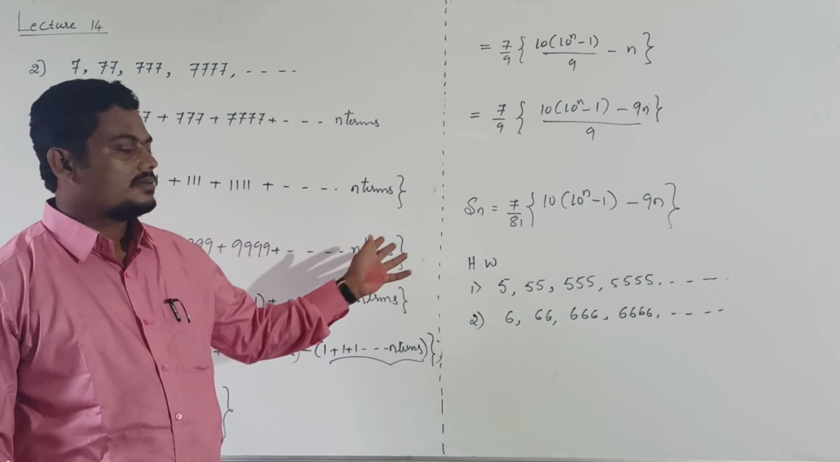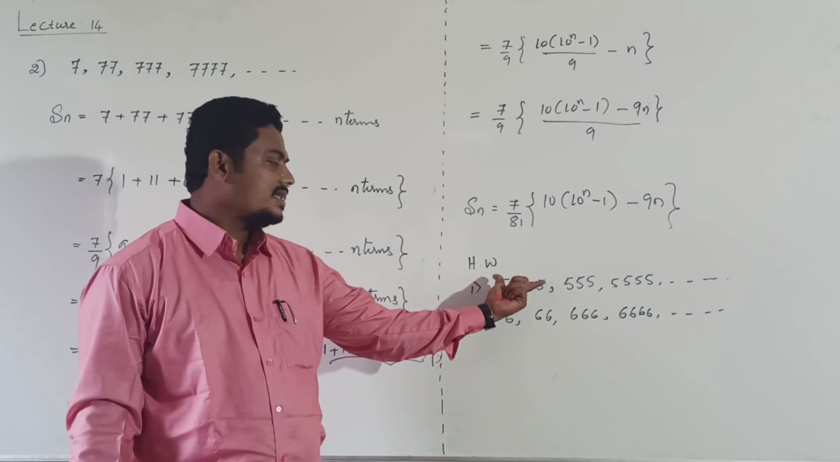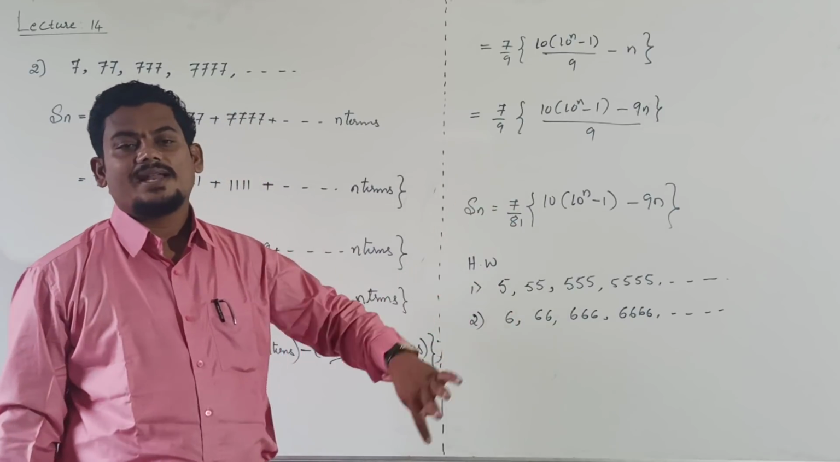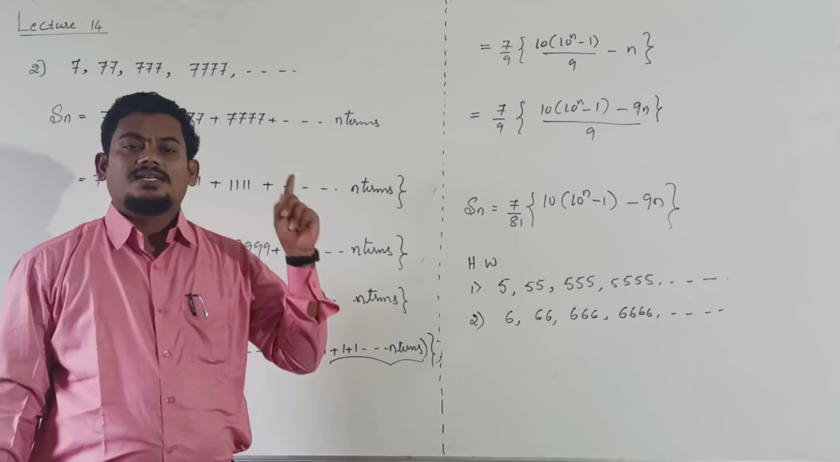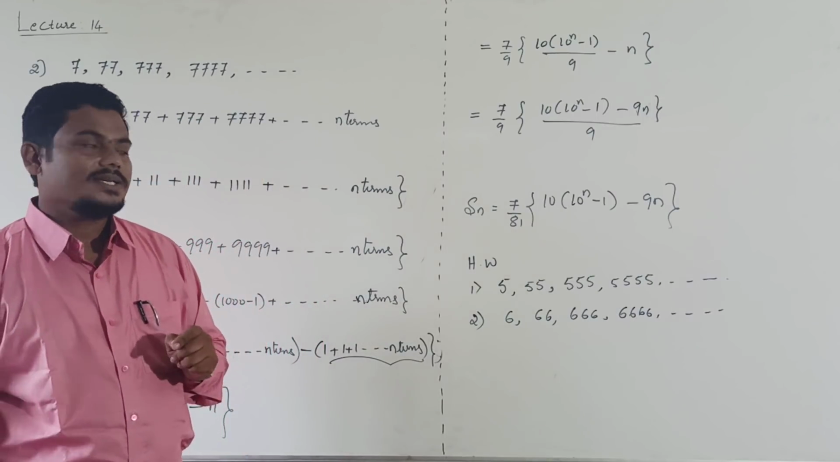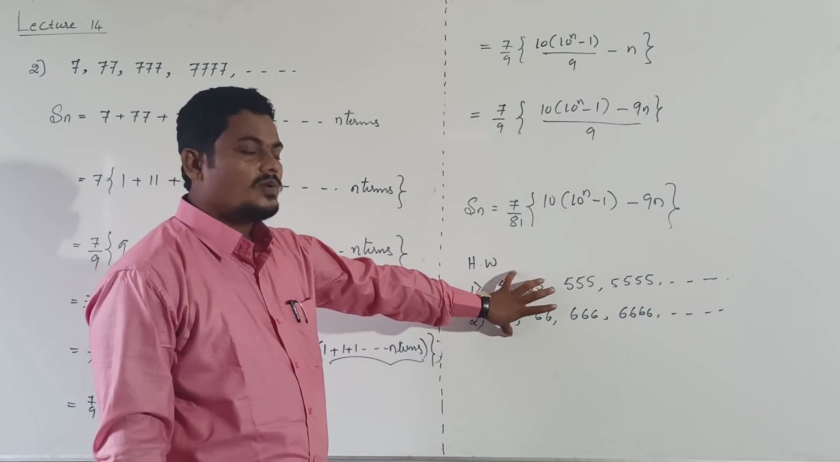Same procedure. First taking 5 common. In this case, taking 5 common, after that divide and multiply with 9. Why should we divide and multiply with 9? To convert the given sequence into GP. Do these two as homework.